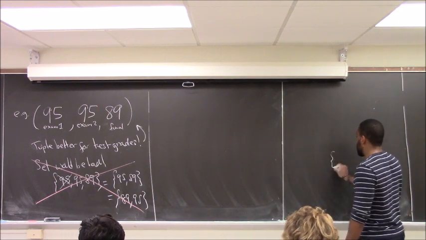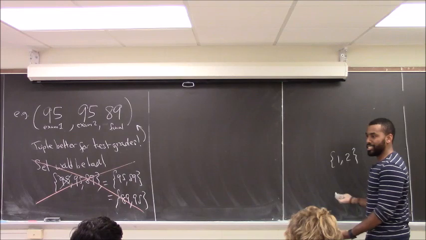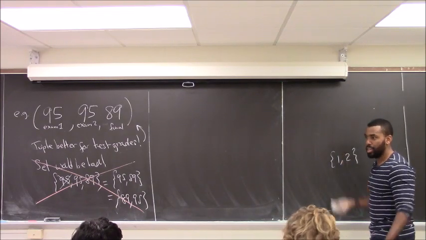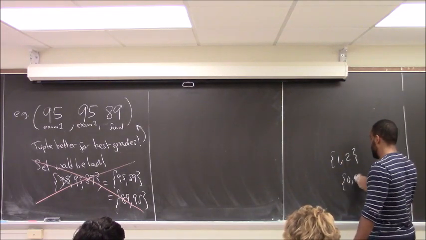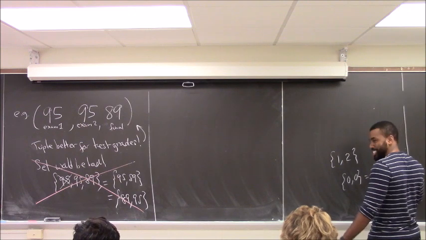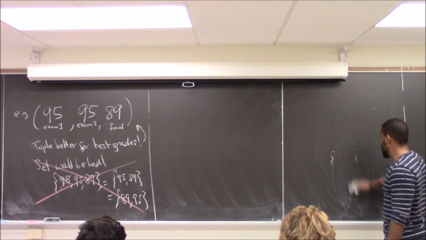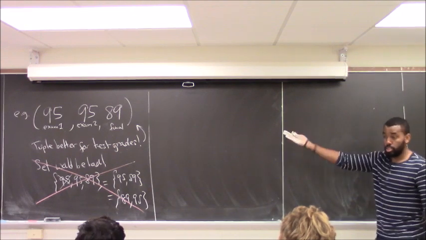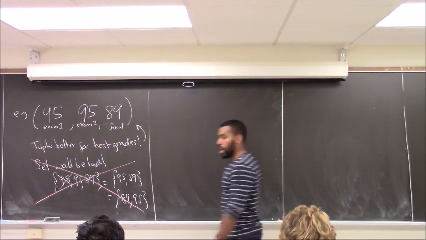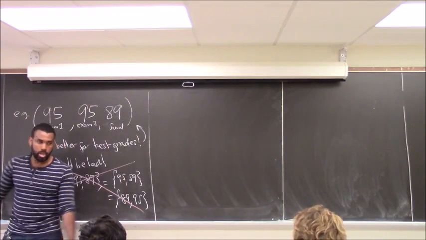You wouldn't want to represent an x-y coordinate as a set, because then who's the x and the y? And if you're at the origin, well, what are you talking about? So you wouldn't want to represent coordinates on the 2D plane as a set. You'd represent it as a tuple, because you want to allow order to matter, you want repeats to matter.